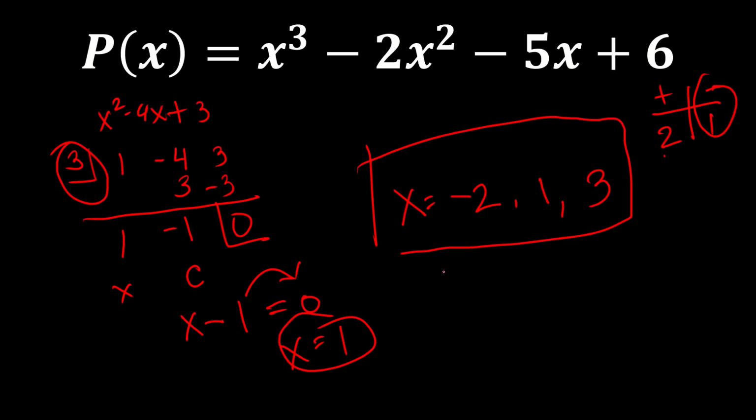O, diba? Tama naman yung sa Descartes' rule of signs. Dalawang positive, isang negative. Yun po yung kagandahan na alam natin kung ilan yung hinahanap natin na positive at ilan yung negative using the Descartes' rule of signs.